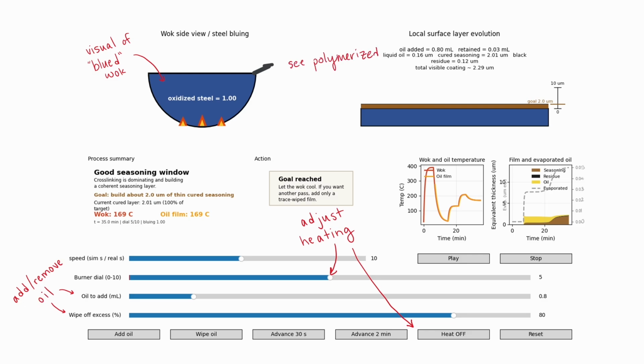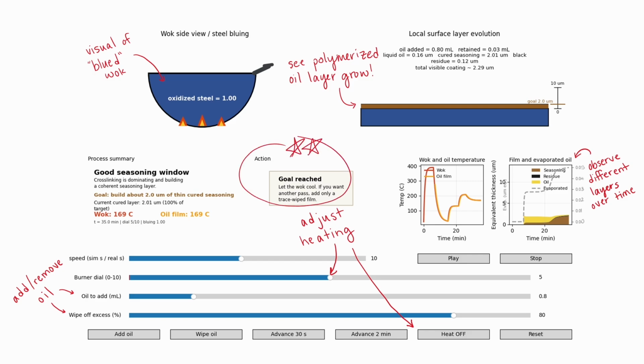And up in the top right, you can see the oil starting to polymerize and grow into the seasoning layer that you want. And you can also visually see the other layers, such as the liquid oil and any charred residue that's not wanted. And at the end, it will tell you whether you've reached your goal or you didn't do it and you want to start over.